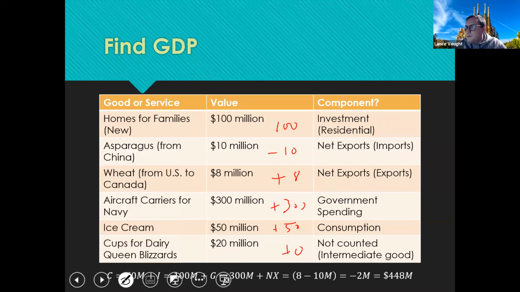plus 0. And when you do that, you get 100 million for investment, you get 50 million for consumption, you get 300 million for government spending, and then you get positive 8 minus 10 million, which is equal to negative 2 million for net exports. And so the sum of that is $448 million.